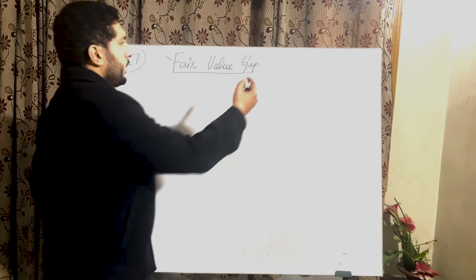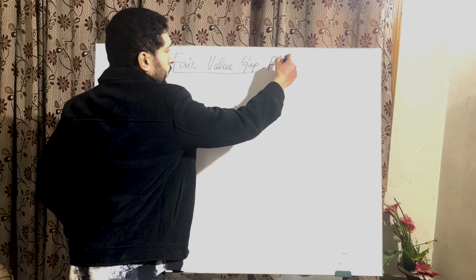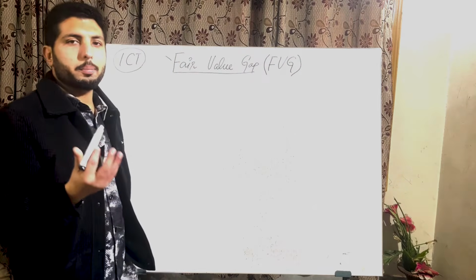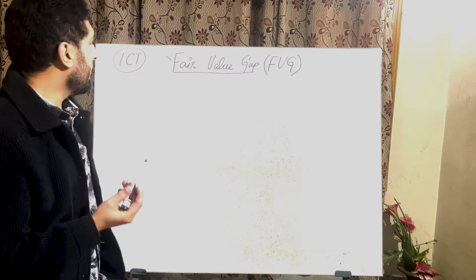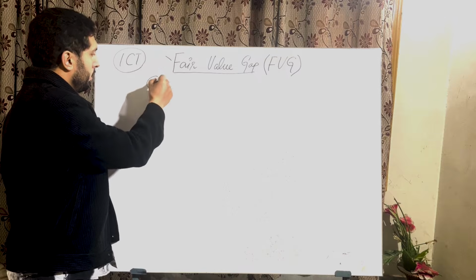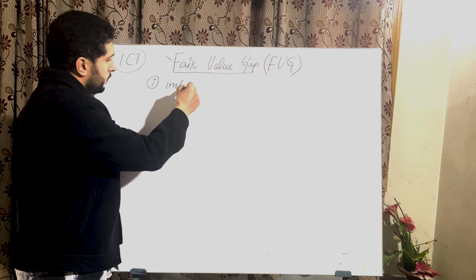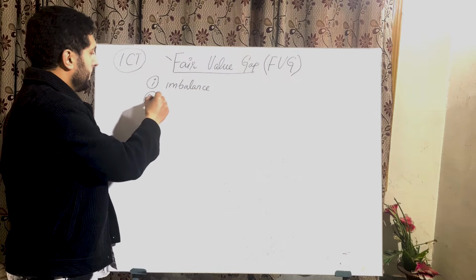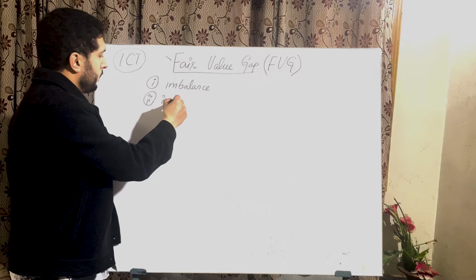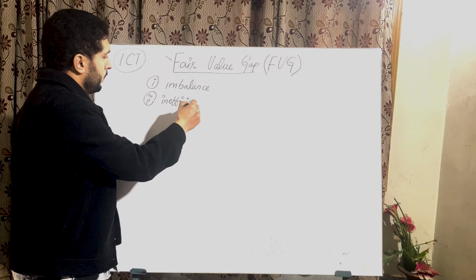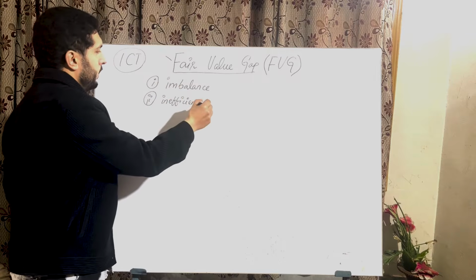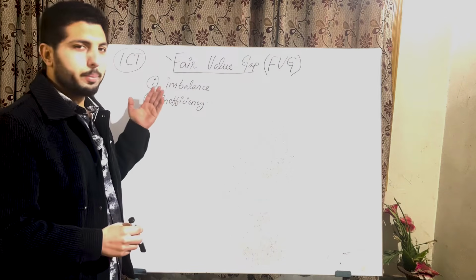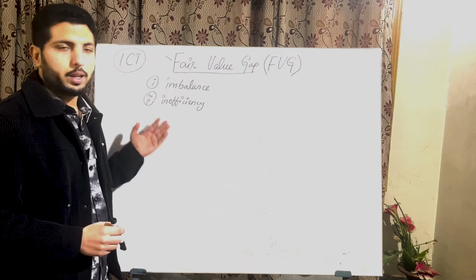For short, we call it FVG, and the other two names by which we refer to fair value gaps are imbalance and inefficiency. We could refer to the fair value gap as imbalance and inefficiency as well.